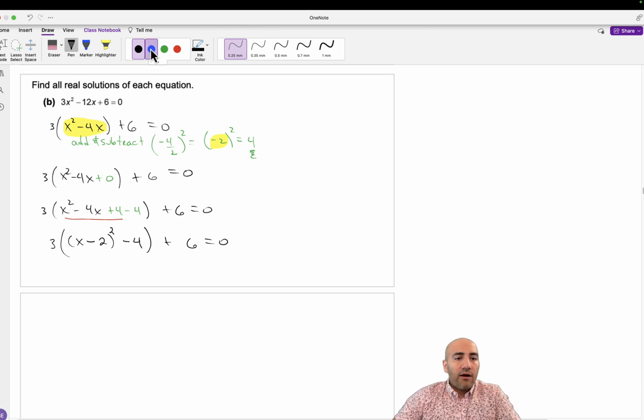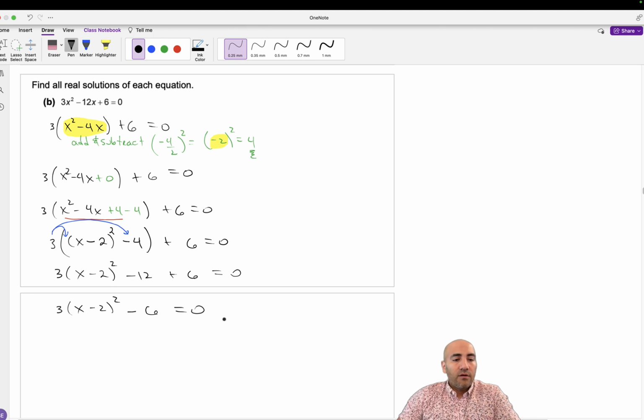Good. But now I can just easily distribute this 3 there and there. Not there, right? The 3 only multiplies to these values, not the 6. Okay, so that reduces to 3 parentheses x minus 2 parentheses squared minus 12 plus 6 equals 0. And now I can combine these two terms to get 3(x minus 2) squared minus 6 equals 0. Okay, and so now we've gotten into vertex form.